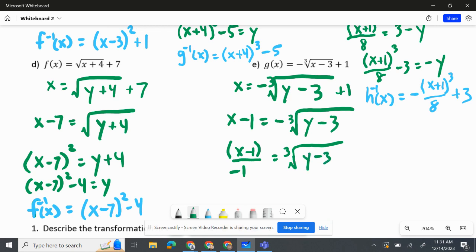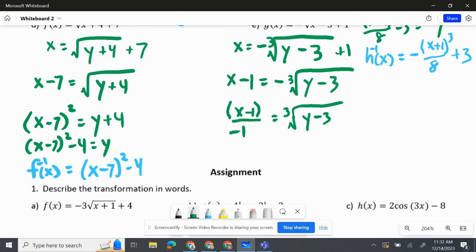And then I cube it. When I cube it, I'm going to cube the top, and I'm going to cube the negative 1. So that gives me x minus 1 cubed. Since it's negative 1, I'm just going to bring it to the top for the next round. That gives me y minus 3.